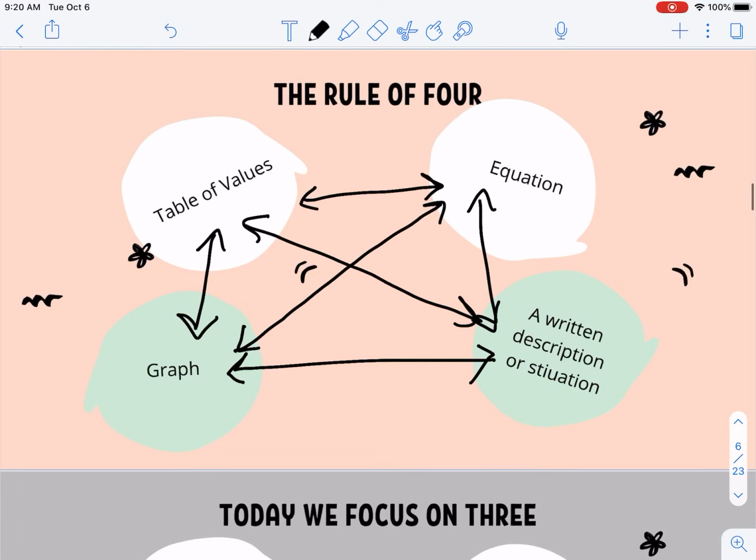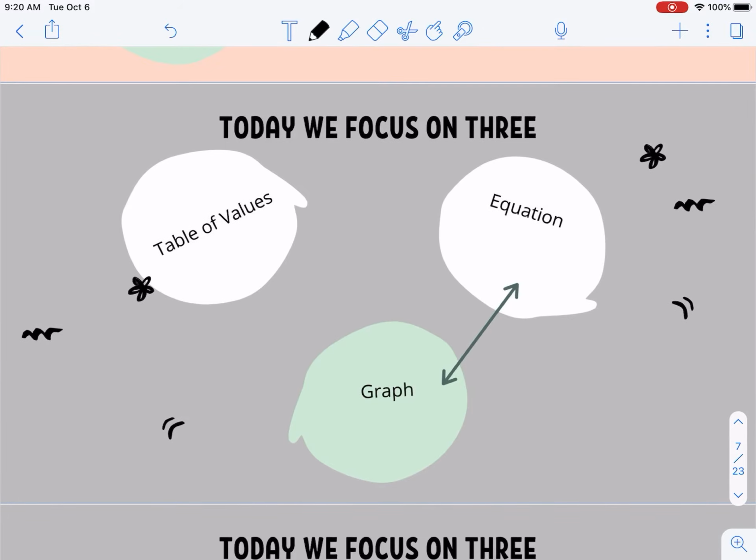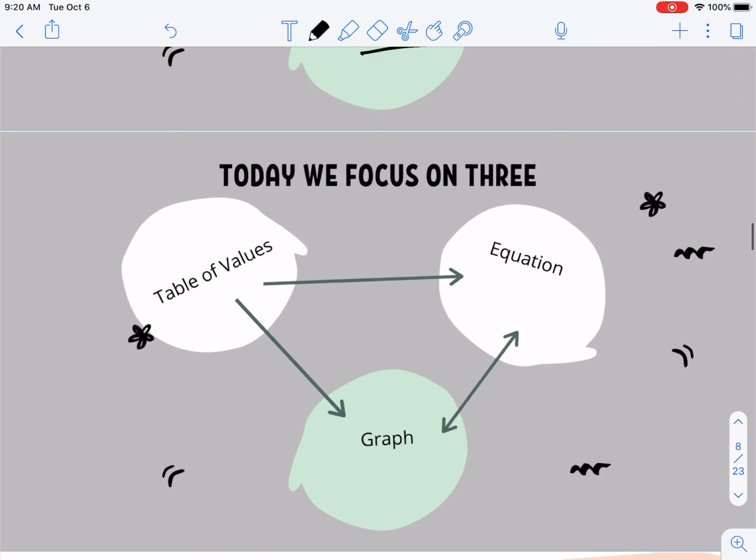Today, we're just going to focus on three. We're going to leave the written description out for now. We'll talk about that tomorrow. Previously, we were talking about the equation and the graph, being able to go from equation to graph and graph to equation. But now we're going to add in the table of values. So we're still going to go from equation to graph and graph to equation, but we're also going to go from table of values to equation and table of values to graph.